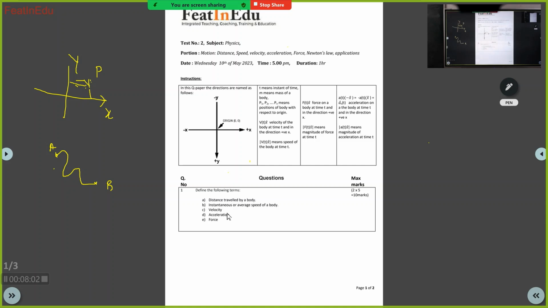Okay, what is velocity? Speed specified with direction. Good. If you wrote that, full marks.